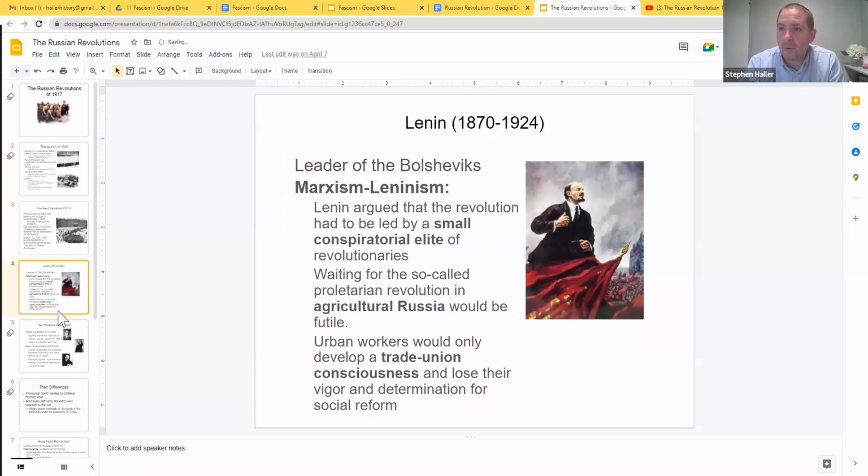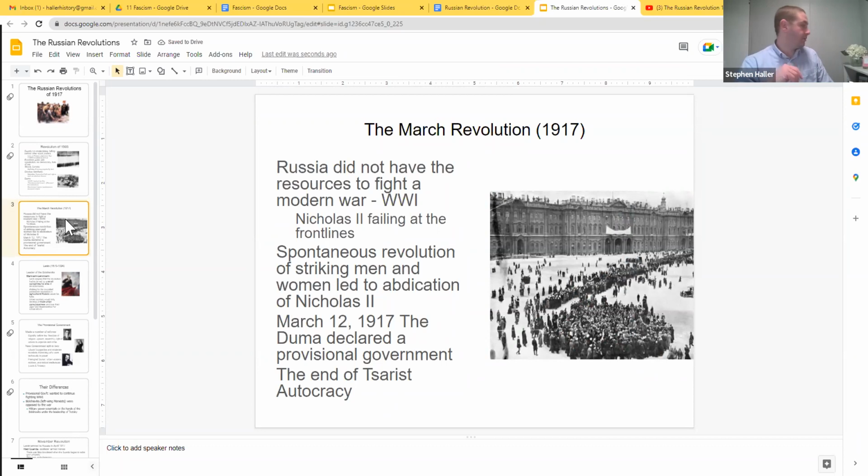So I'm going to skip this slide on Lenin for a moment, and we're going to jump to this slide, the March Revolution. The March Revolution starts in February. So in February of 1917, again, as the war is not going particularly well, a group of workers that are allowed to have organization after the revolution of 1905 come together and start having strikes in Petrograd. St. Petersburg, the city of St. Petersburg, has had a name change to Petrograd.